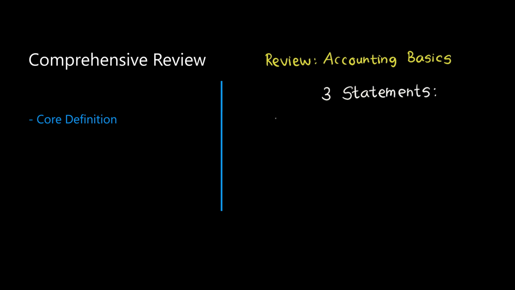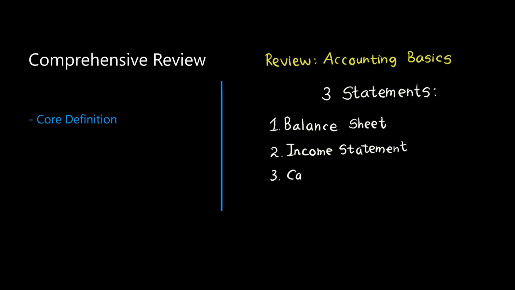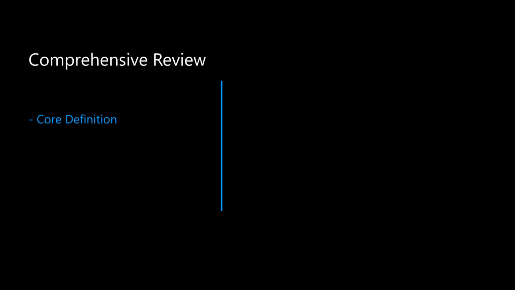Let's review everything we've covered so you're ready for your exam. Accounting is a system providing financial information for economic decisions. The three main statements are the balance sheet, income statement, and cash flow statement. The balance sheet shows financial position at a point in time. The income statement shows performance over a period. Cash flows track cash movement.